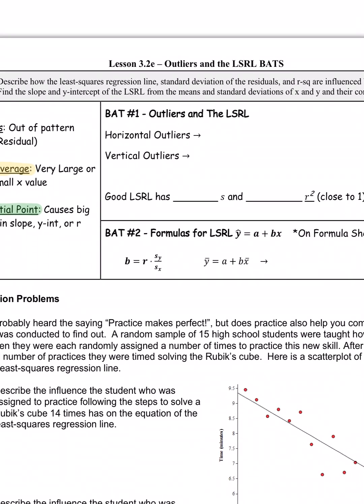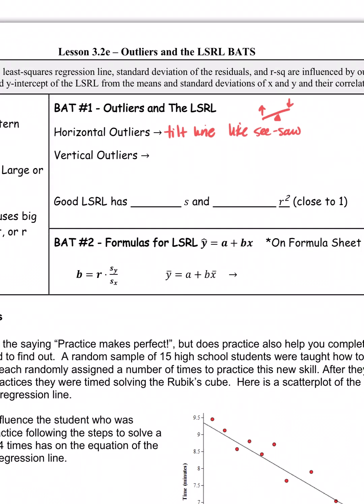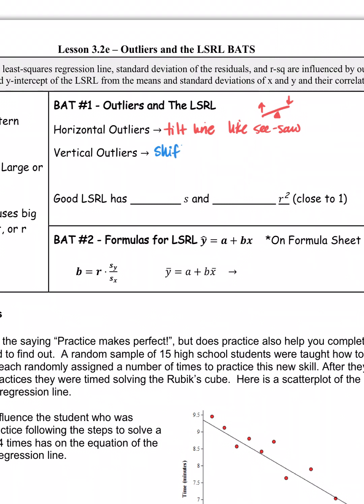So let's look at this. Outliers and the regression line. We said this, horizontal outliers will tilt the line like a seesaw. Depending on where that outlier is, it's going to tilt the line. Think like a seesaw on the playground. And what did we observe that the vertical outliers do? Shifted the line up or down. Good, yes. Up and down. That's all. So it may change your y-intercept, but it's not going to mess with my slope.